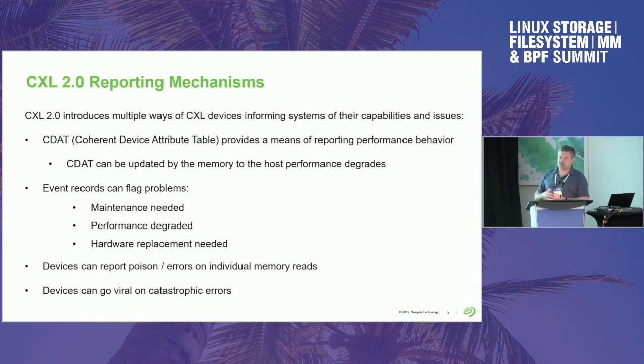When we're thinking about failure modes and reporting, CXL introduces many different ways of informing systems. There are multiple paths through CXL for telling the system, the kernel, that things are either going downhill or going bad. There's the CDAT, the coherent device attribute table, which is a way for the CXL device to say, this is my performance, this is my throughput, my latency. CDAT also allows a device whose performance is degrading to say, here are my new numbers. There are ways to give updates through that CDAT.